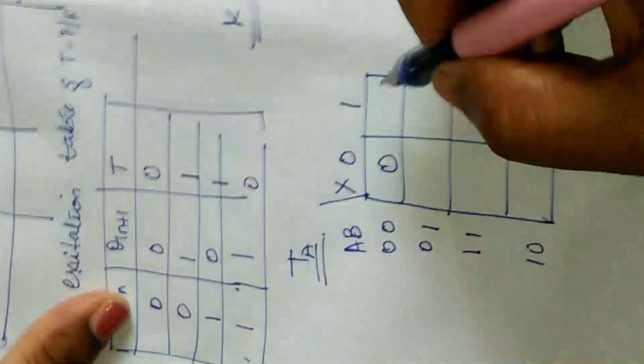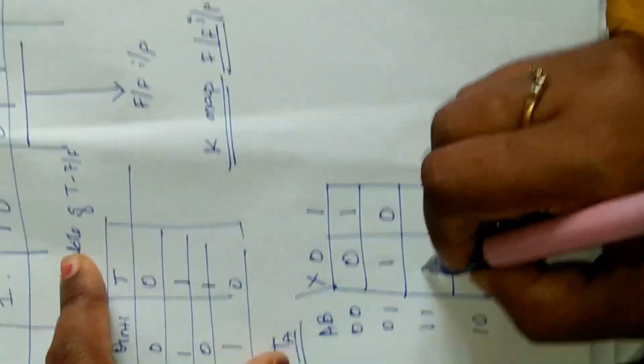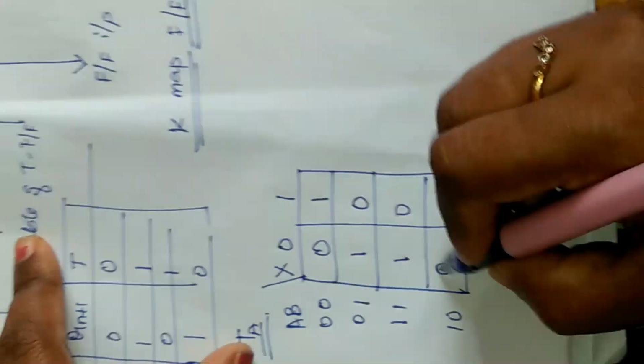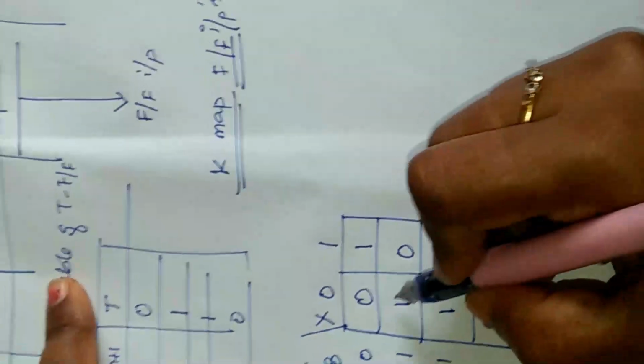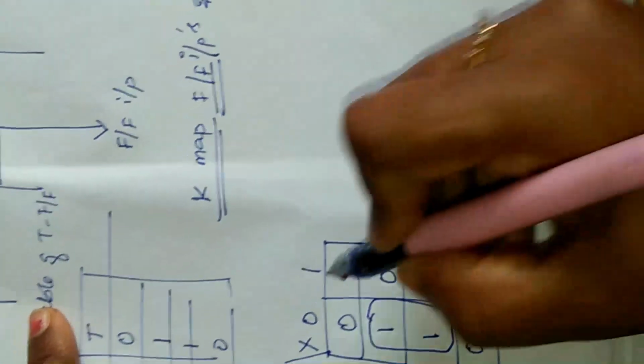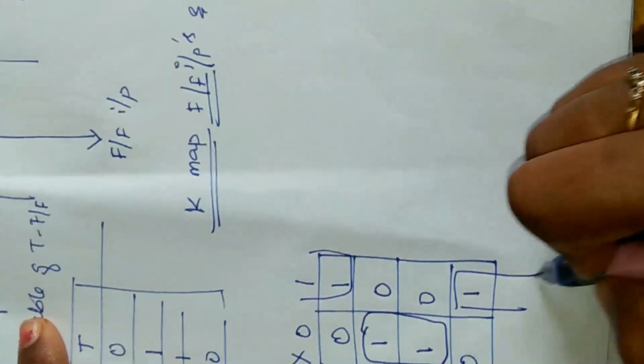For 0, 0, 0 it is 0. For 0, 0, 1 it is 1. For 0, 1, 0 it is 1, right? So let me fill that by seeing your excitation table. Now let us group this. So this will be my first group and this is my second group, right?